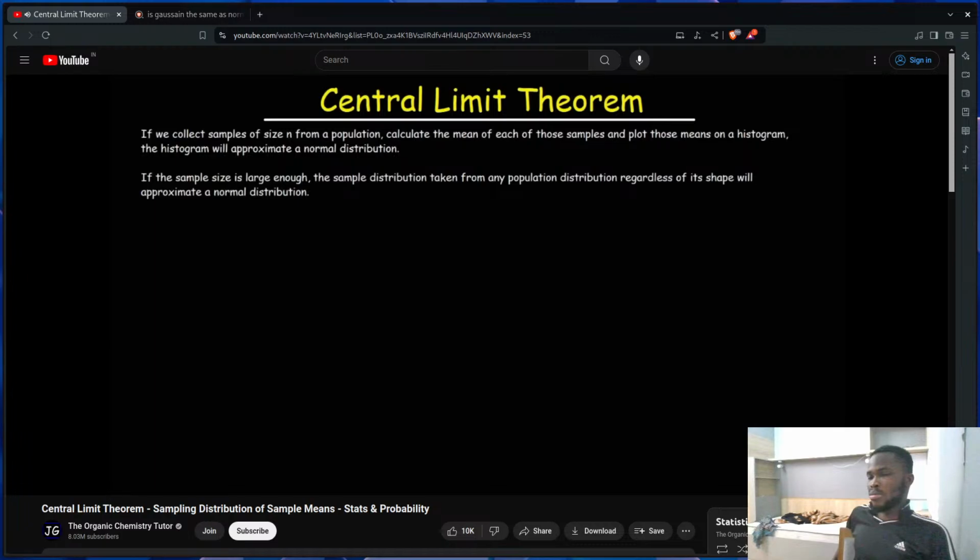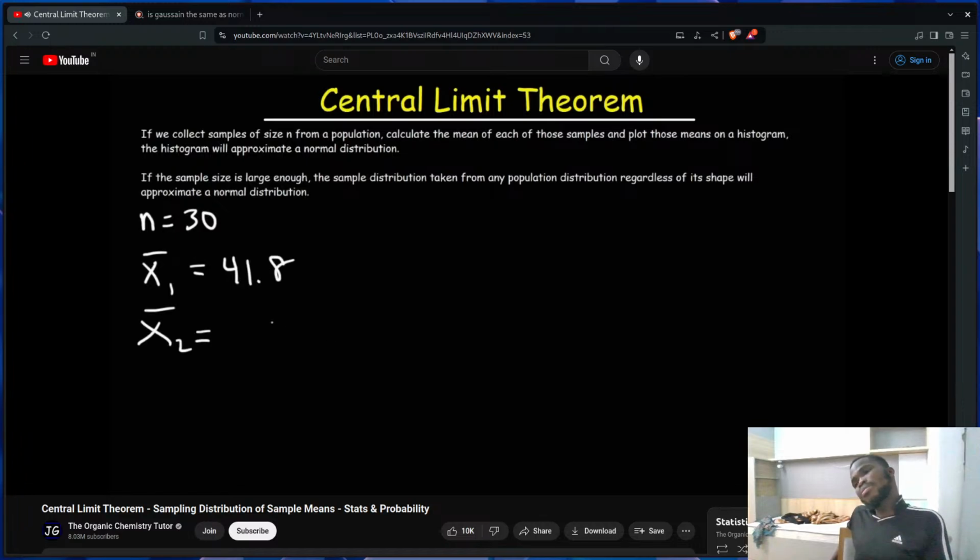So imagine, let's say you have 100,000 people in a town, and you choose a sample of 30 individuals, and then you calculate, let's say, the mean of sample 1. Let's say you calculate the mean age of the 30 individuals in the sample. Let's say it's 41.8. And then you calculate the mean of another set of 30 individuals. Let's say it's 39.6. And then you take another sample of 30 people. You calculate their mean age. Let's say it's 40.5. And then you repeat this process.